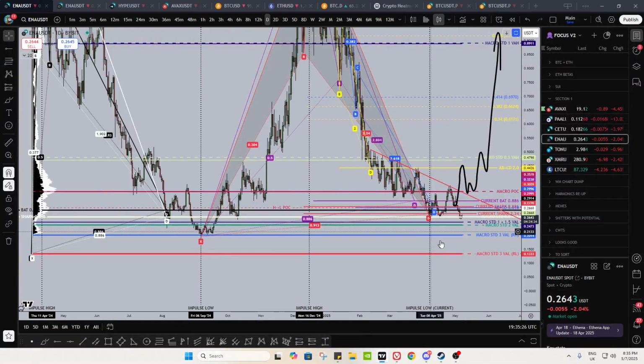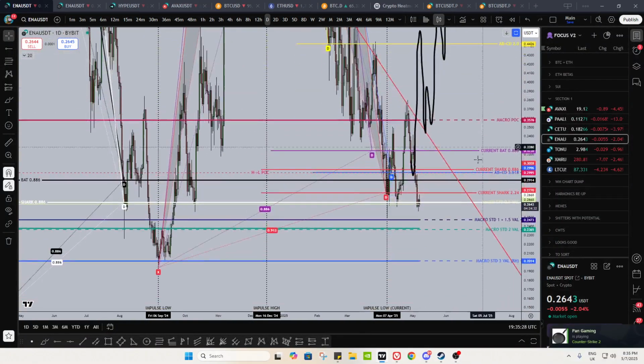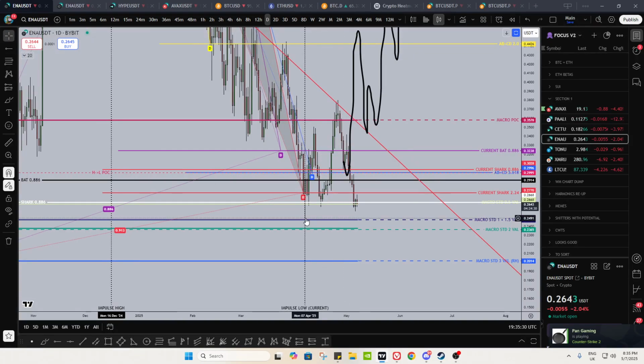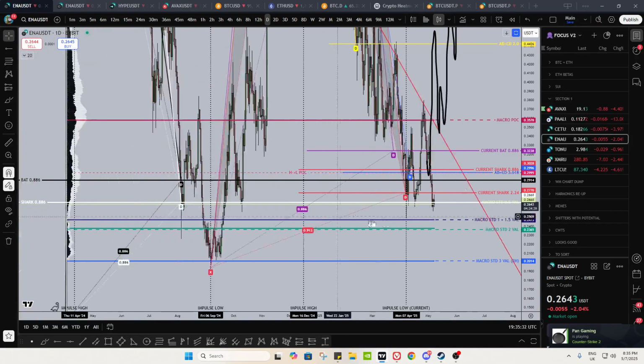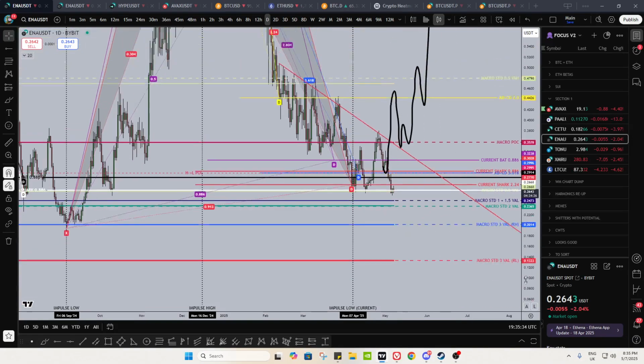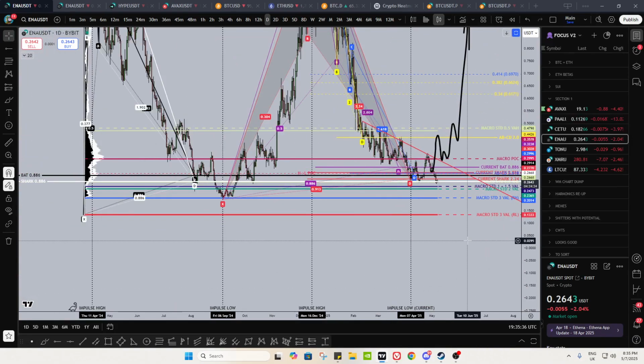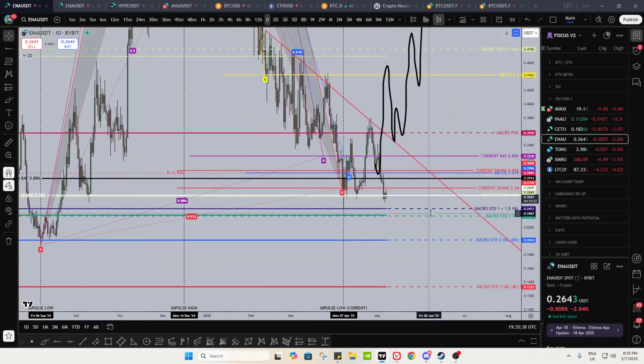And the only reason I put this here is, have you violated this low yet? No, you haven't. It goes all the way down over here, right? That's fine. Very easy for ENA here, okay? Very, very easy. You're just going to do this level to level.